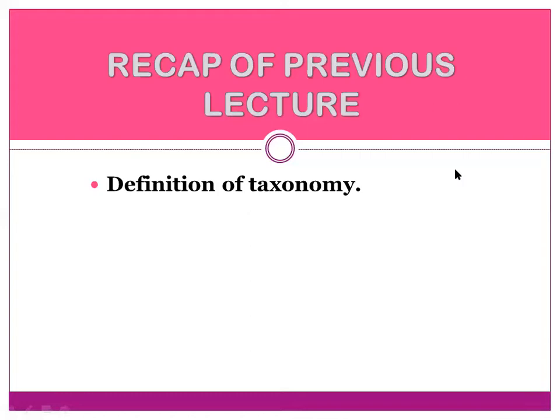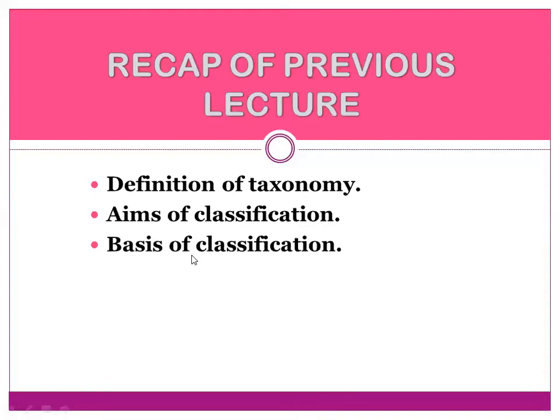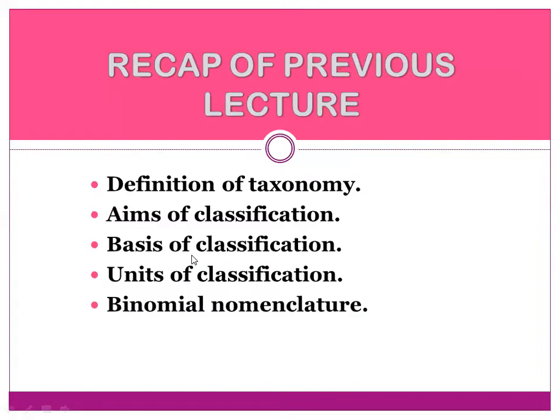Now, let's recall the previous topic content, what we have learned so far. We were discussing the definition of taxonomy, the aims of classification, or the basis of classification, units of classification, and the last one is the binomial nomenclature. So far we have discussed all these topics in our previous lecture.